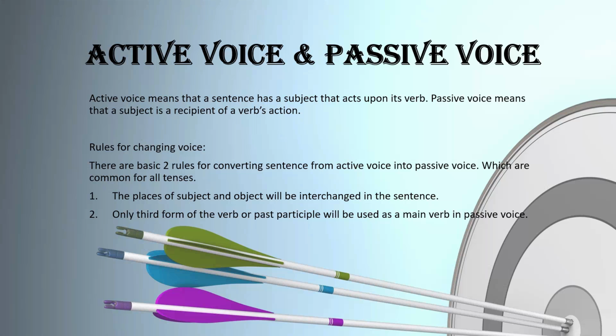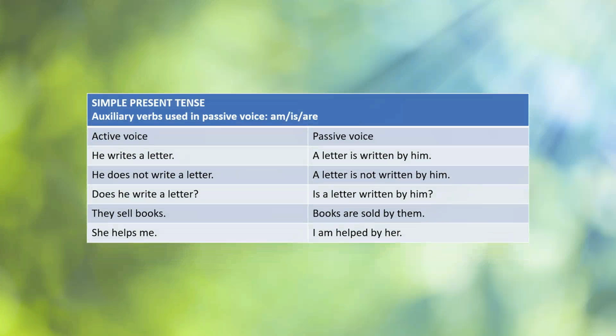As I discussed in my past grammar lecture, I taught you about all 12 tenses. Those tenses and their sentence construction were in active voice. Now we will learn what changes we make in passive voice when we are converting the sentence from active voice into passive voice. Let's see one by one.